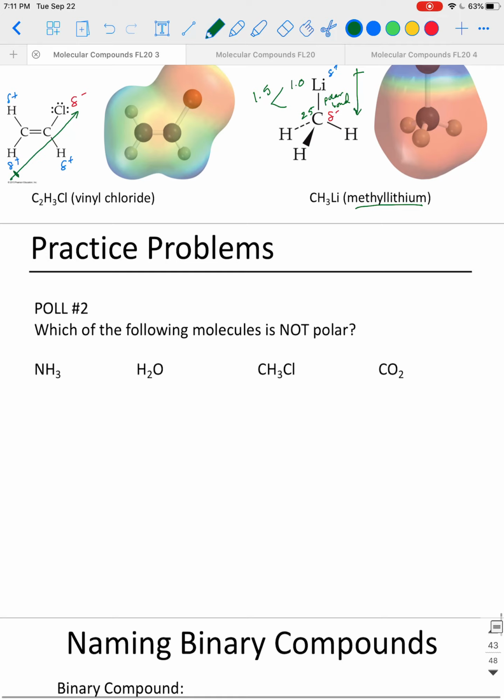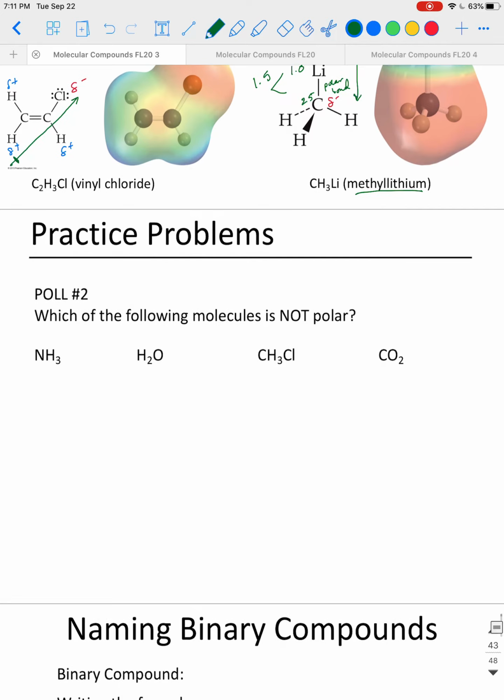All right. This was going to be another poll if we were doing it in our live lectures, but I want you to walk through this problem. Which of the following molecules is not polar? Okay. So you need to draw the Lewis structures. Consider, do I have polar bonds? Do I have any lone pairs? Put in my partial positive, partial negative signs. And then can I draw a dipole? Is there symmetry? That's another thing you ask.